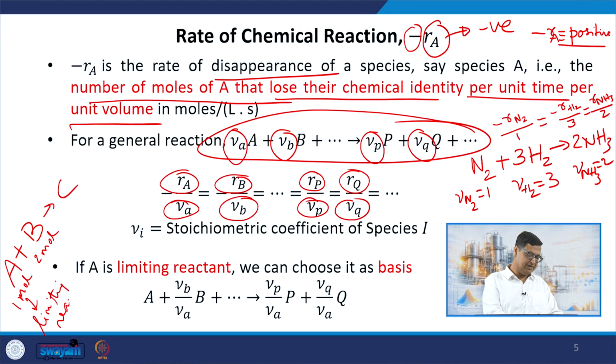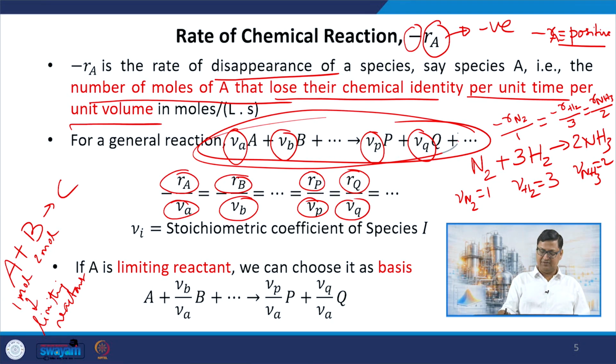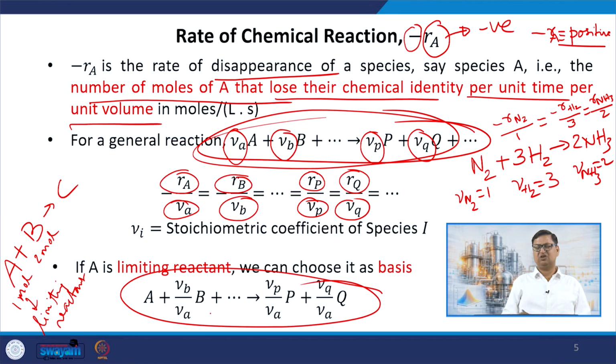So, typically the limiting reactant is chosen as the basis, and many a times it is preferable to then divide whatever equation we have with the stoichiometric coefficient of the limiting reactant, right. In the example I have shown, the A is the limiting reactant, but the opposite may also be true if B is present in a smaller amount, right. So, whatever limiting reactant is typically chosen as a basis, and typically it is a practice to divide by the stoichiometric coefficient of this entire reaction, and we represent the reaction something like this.